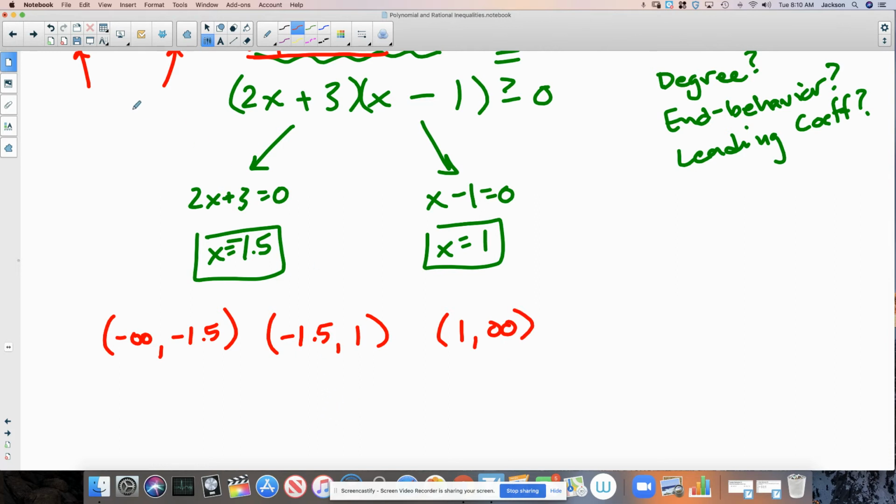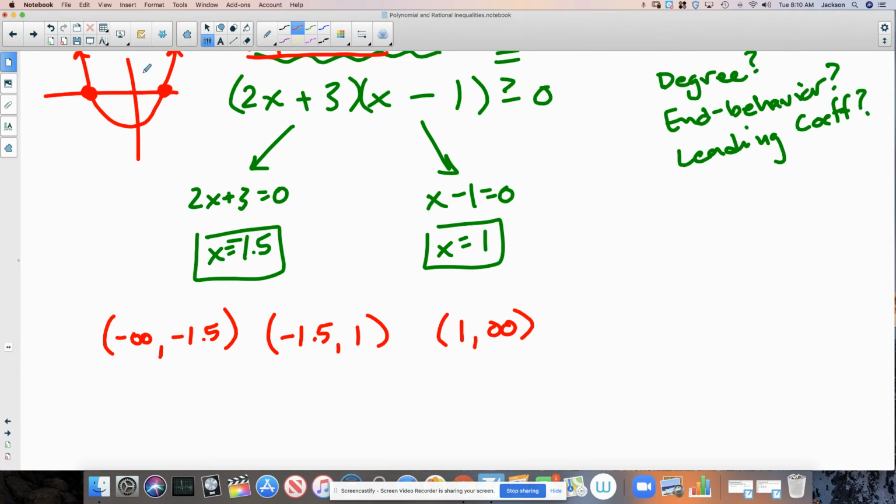So when you think about what this graph looks like, from negative infinity to its first intercept point. Now, if we did have the graph here, we would have something that looks like this, right? This is the first intercept at negative 1.5. This is the second intercept at 1.